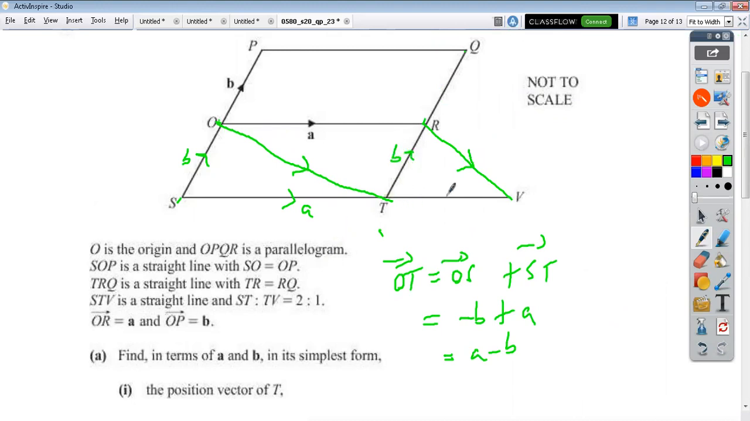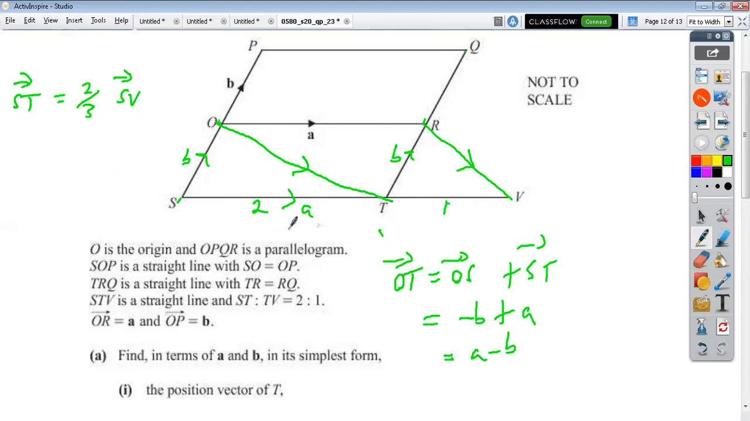Okay, now what do you know about TV? If you are taught something, that ST is equal to what? Two parts to one part. Yes, sir, 2 parts to 1 part. So what it simply means is that ST is equal to 2/3 of SV, in that direction. But we know what ST is. ST is A.